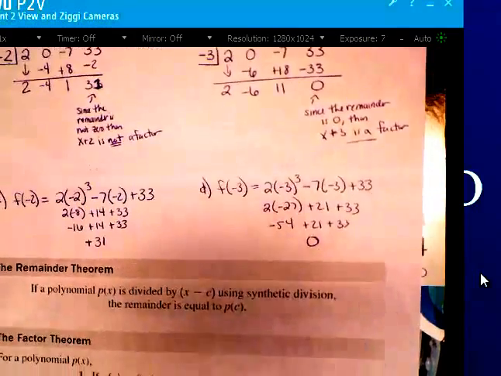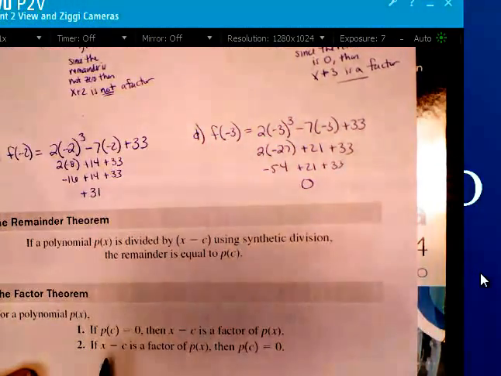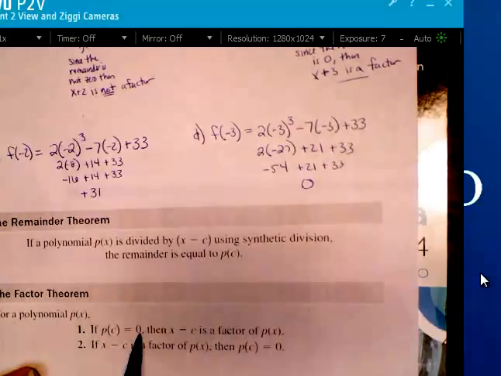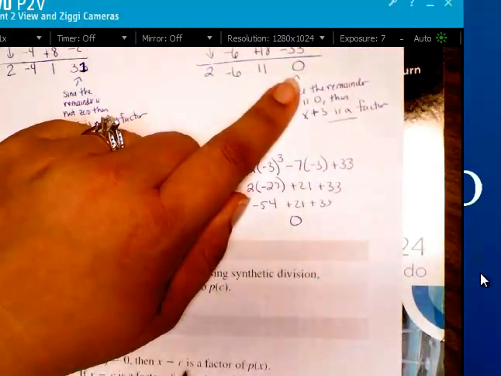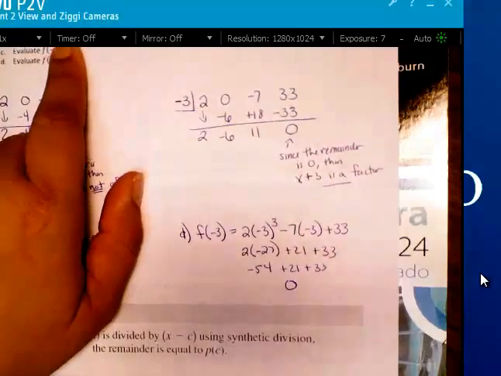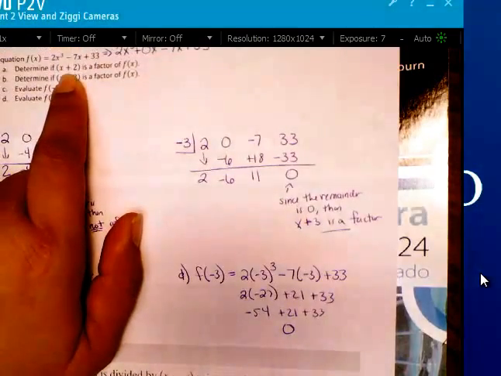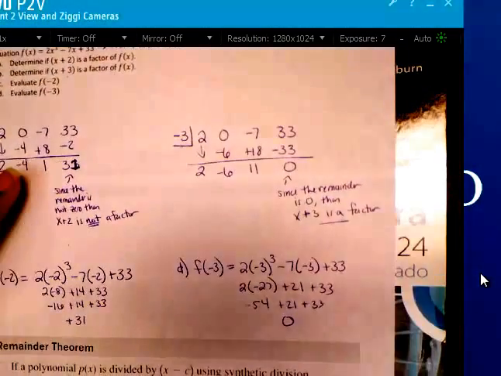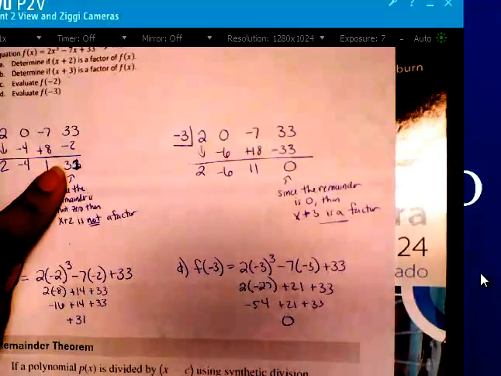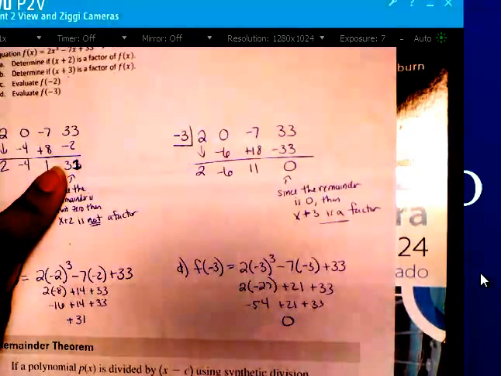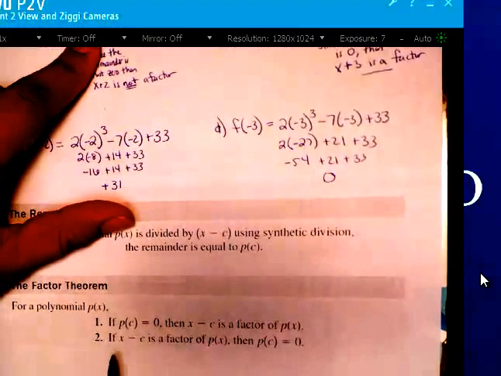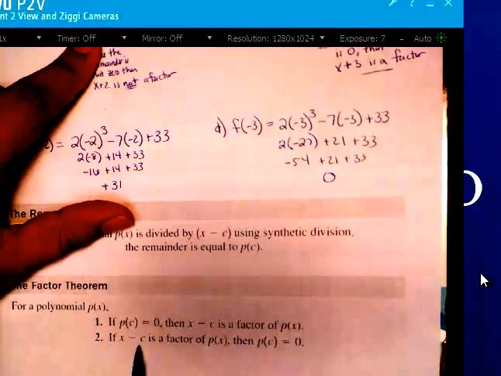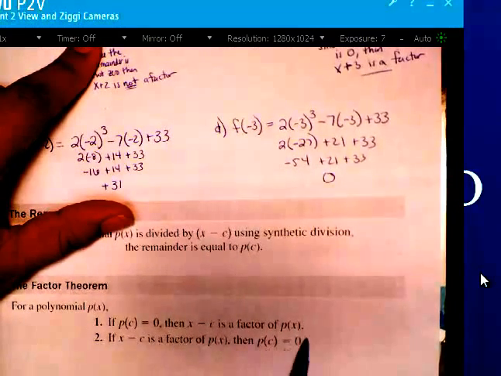Okay, and then the factor theorem, we've been talking about this all along. So if the result is 0, meaning this result right here, if that's 0, then this is a factor. Okay, if it's not 0, like in this case, we ended up with something that was not a 0. Or actually, let me come down here and let me rephrase it the way they have it written. So if x minus c is a factor, then the result is 0.